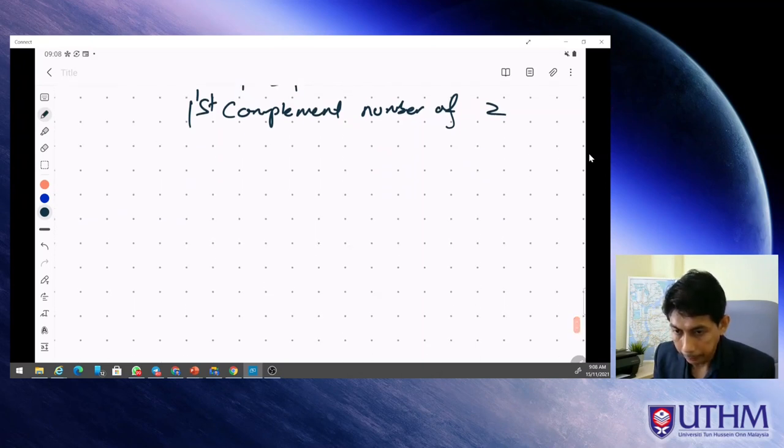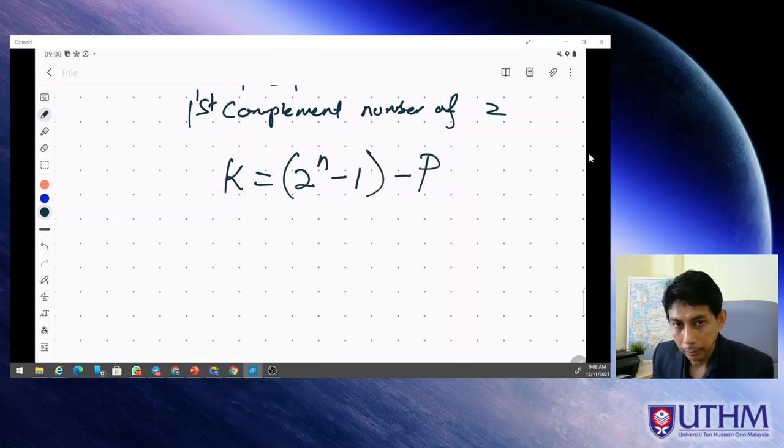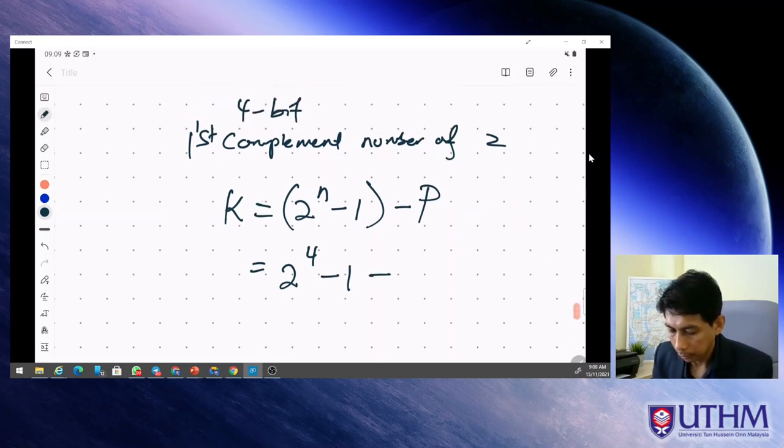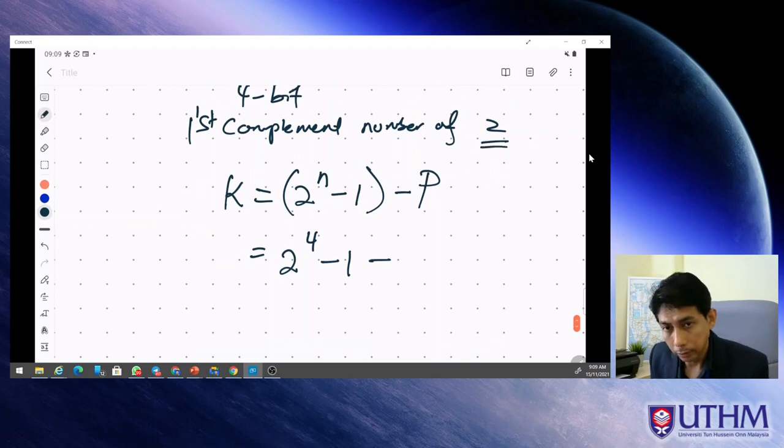So the equation is k equal to 2^(n-1) - p. And n is the size of the digital system. In our case, it is 4-bit. So we have 2^(4-1), and p is the number that we want to convert to first complement, which here is 2.